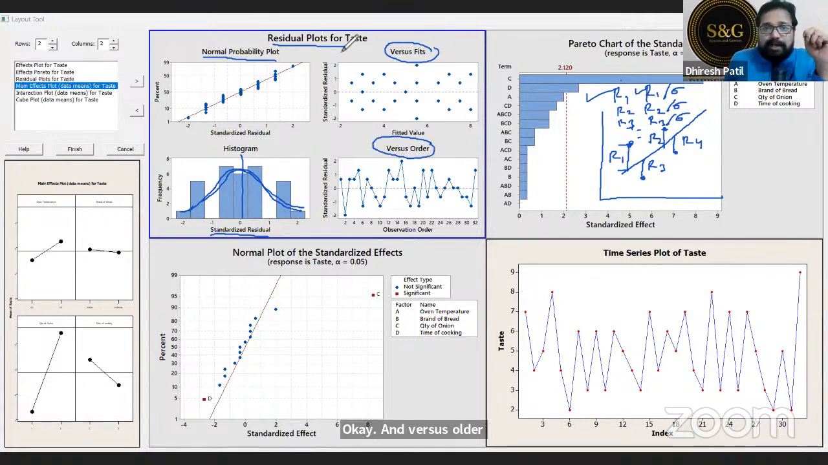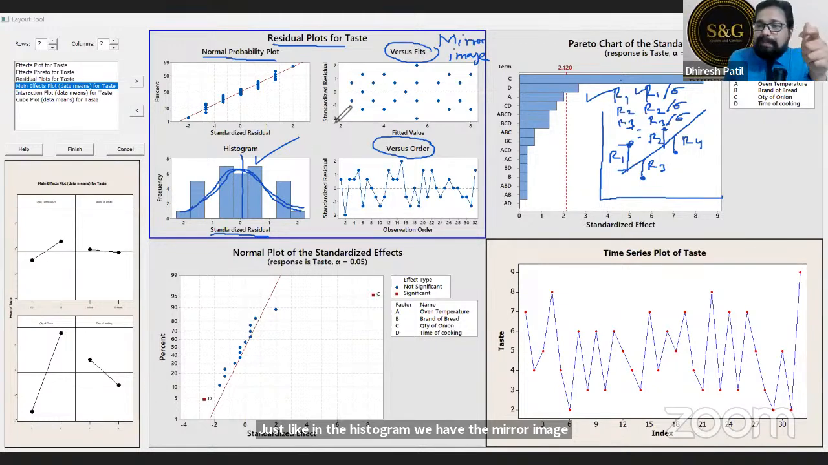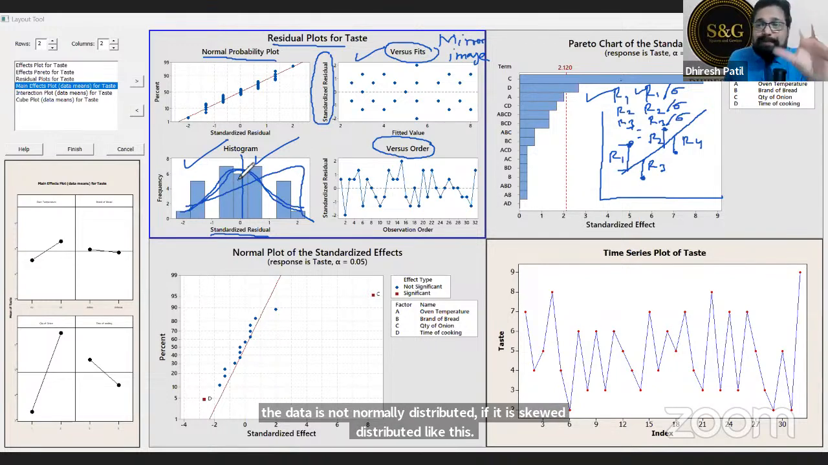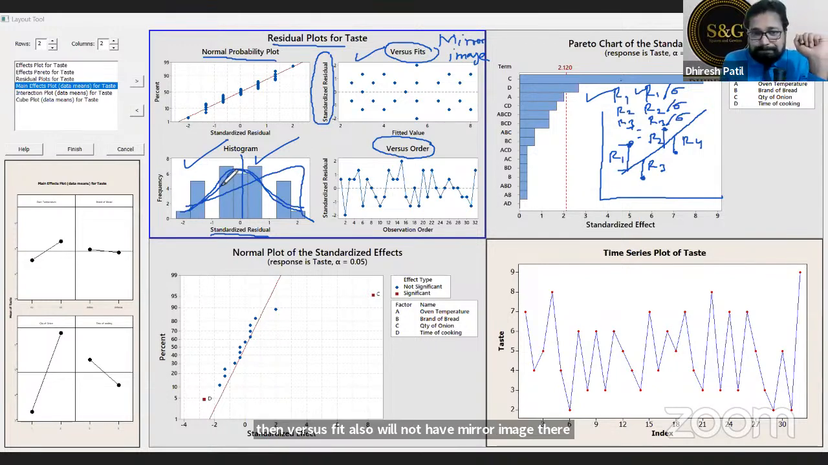In the versus fit, we are checking the mirror image. Just like in the histogram, we have the mirror image, in the versus fit we are having the mirror image. This is nothing but the standardized residuals plotted in this fashion. It's the same data which is used in the histogram. If the data is not normally distributed, if it is skewed like this, then the versus fit also will not have a mirror image. There will be some distorted image you can see.